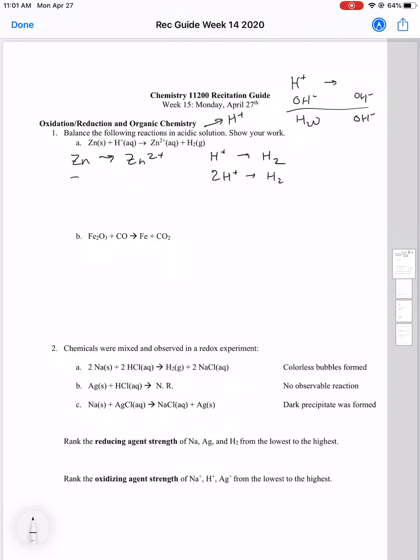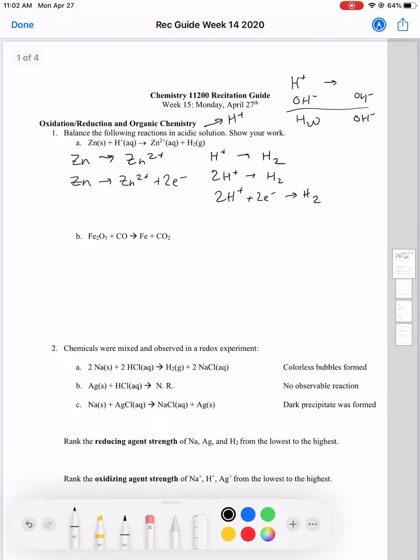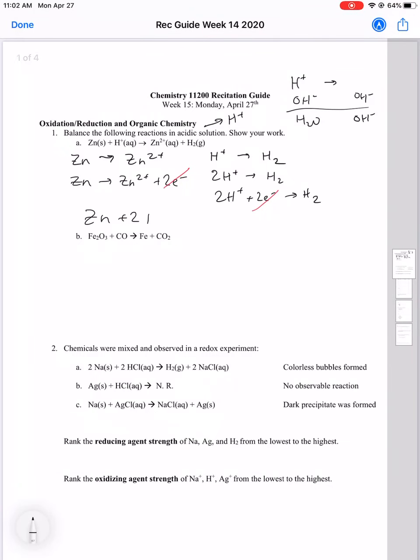So zinc goes to zinc 2 plus 2 electrons, right? Because 2 plus 2e minus equals 0. We'll do the same thing on this side. 2H plus 2e minus goes to H2. Both of those have two electrons, so we'll go ahead and cancel those out and add these together. And then we get zinc plus 2H plus goes to zinc 2 plus H2. And there's our final reaction.